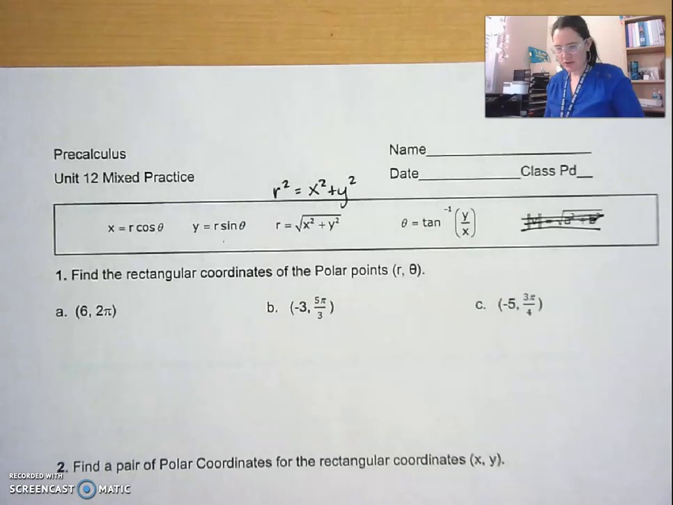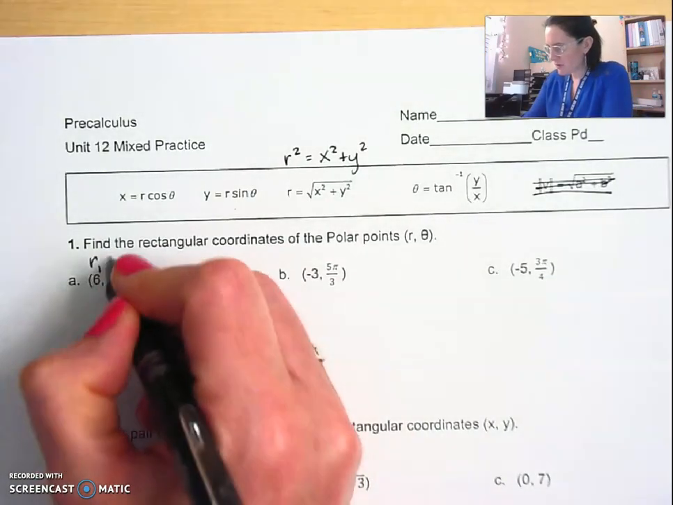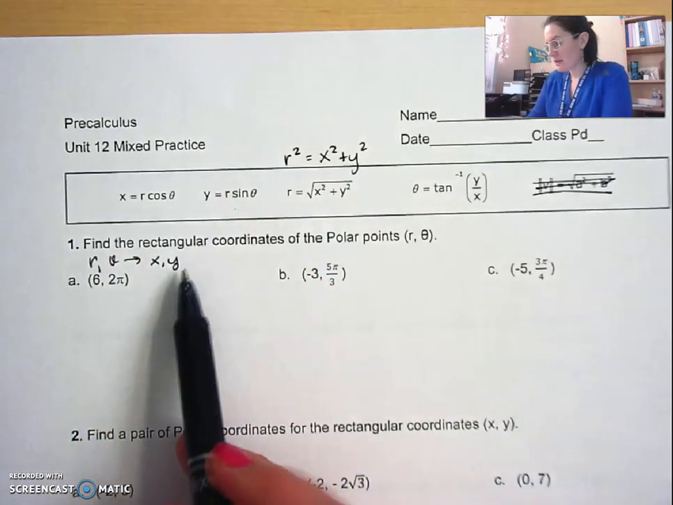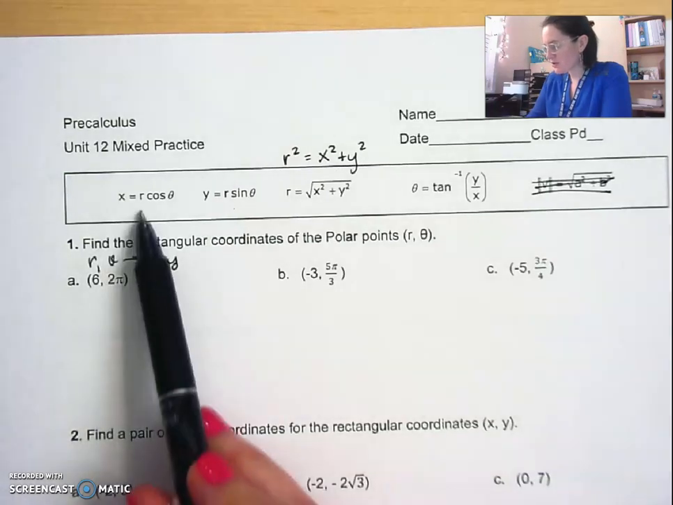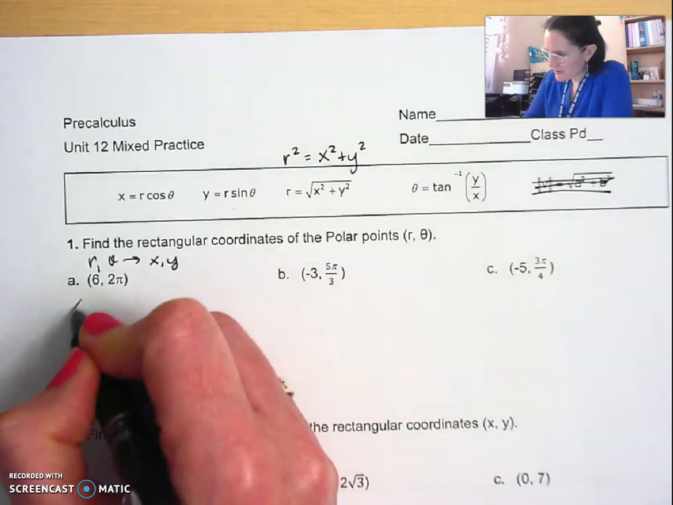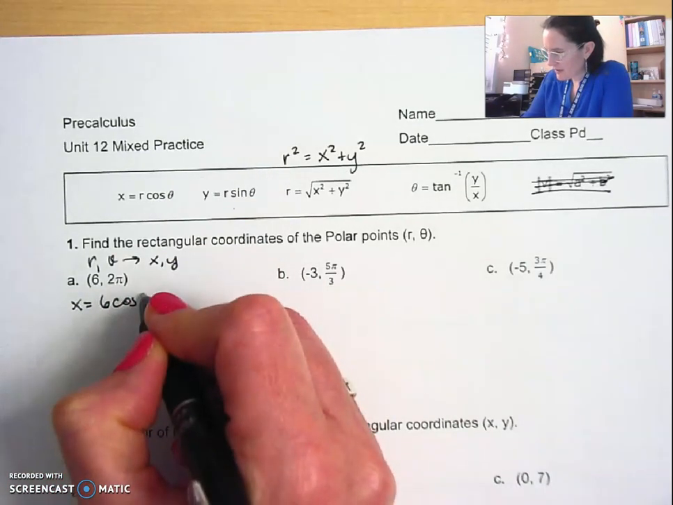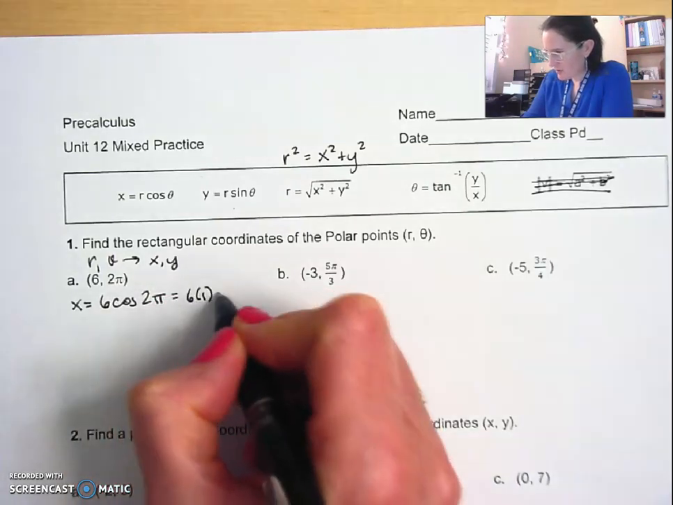So in this first section, we are given polar (r, theta), and we want to convert to rectangular or Cartesian with (x, y). So remember, you substitute until you have no more r's and thetas left and only x's and y's. So in this situation, you're just going to focus on these two first equations. To get your x, you're going to plug in 6 for r and 2 pi for theta in cosine, and that's going to give you 6 times 1 or 6.